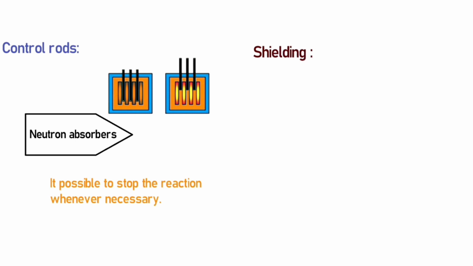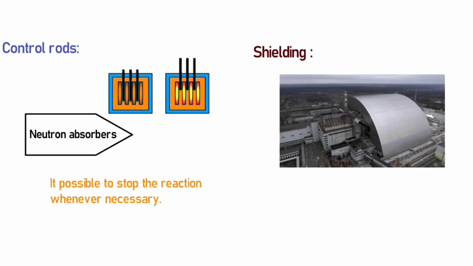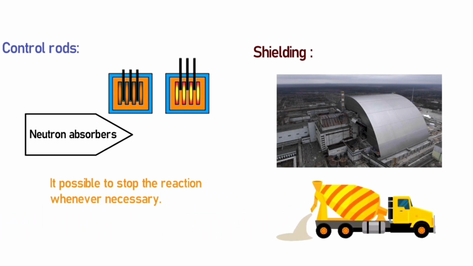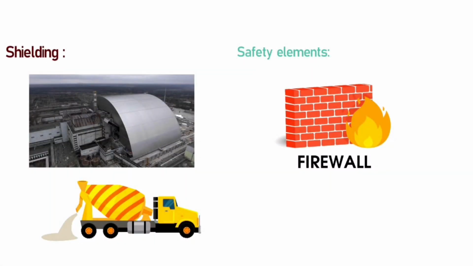Shielding. It prevents the leak of radiation and neutrons from inside the reactor to outside. Usually, shielding is made of concrete, steel, or lead. All nuclear power plants have multiple safety systems to prevent the leak of radioactivity to outside. These systems include the containment building.